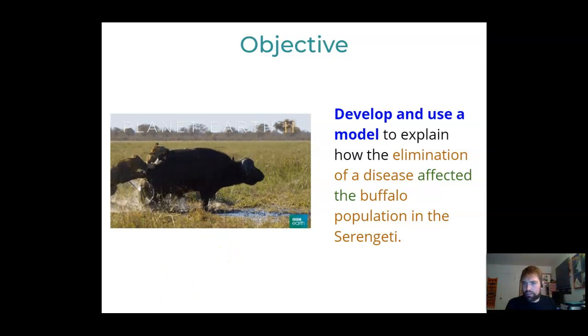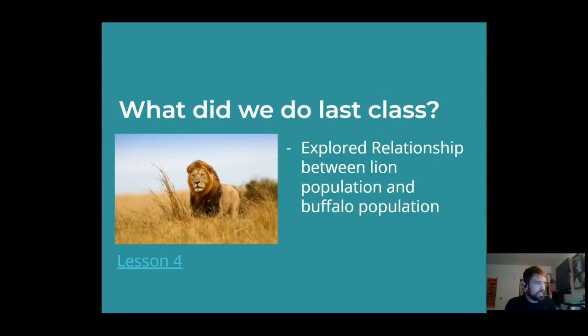Last class, as a review, we explored the relationship between the lion population and the buffalo population. That was Lesson 4. And you should be tracking all of this on your incremental modeling tracker, right?